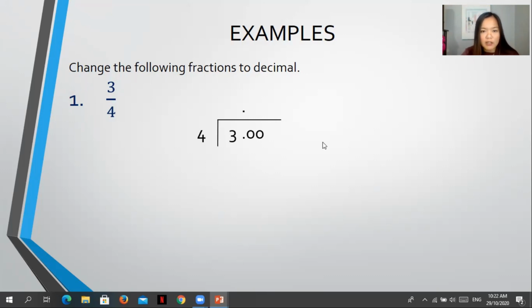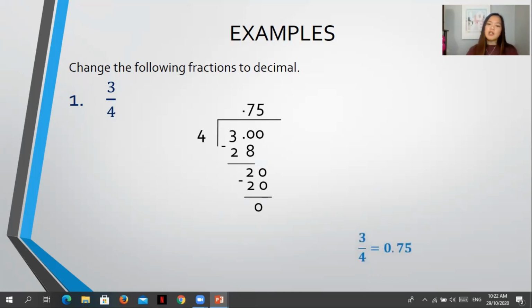So, since 3 divided by 4 cannot be, proceed to 30 divided by 4 because we had added 2 zeros there. So, 7, that's 28. Then, subtract them. 30 minus 28 is 2. Then, bring down 0. Then, 20 divided by 4, that's 5. 5 times 4, 20. And subtract them, you have none. So, pag wala na siyang remainder, that's it. Therefore, 3/4 is equal to 0.75.